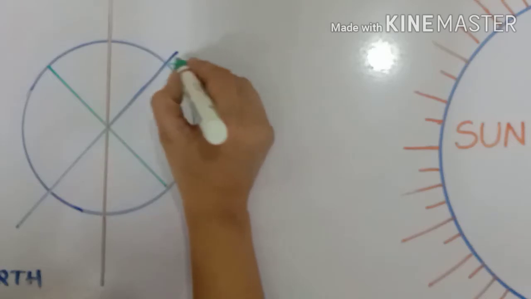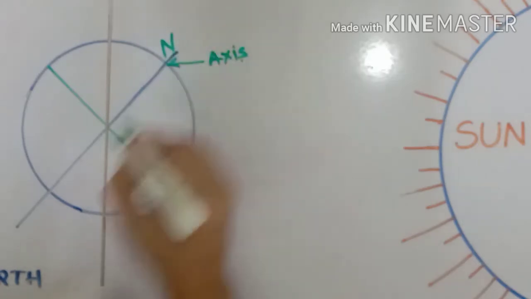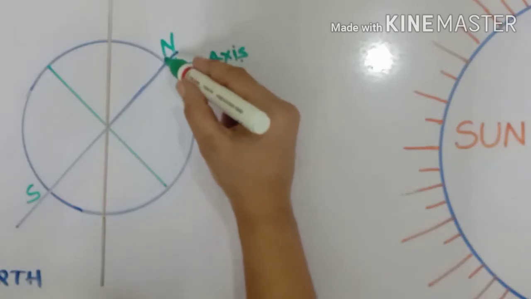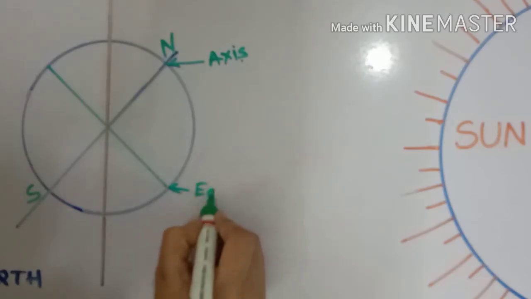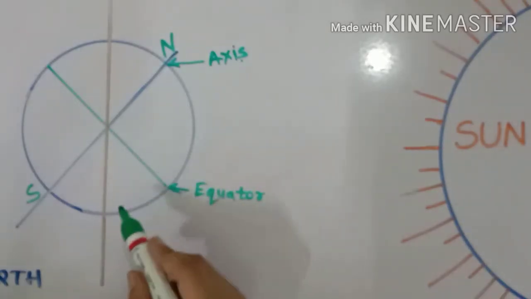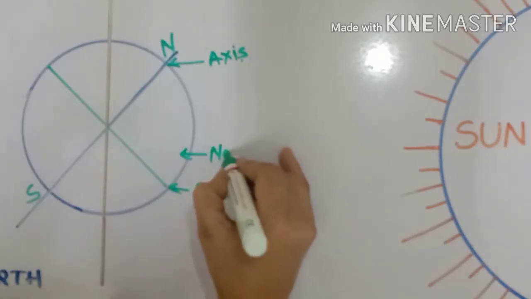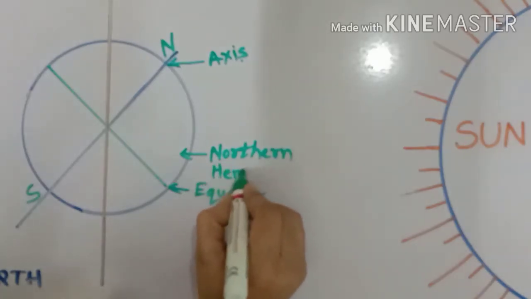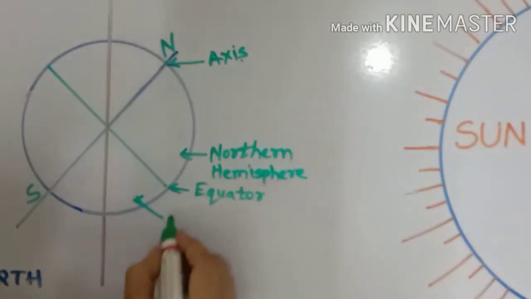Students, this is Earth's axis. Here is the North Pole, here is the South Pole. Earth's axis is tilted and Earth rotates around this axis. Now this green line is nothing but the equator. As you know, the equator divides the Earth into two equal hemispheres. Now this upper hemisphere is the northern hemisphere. And the lower hemisphere is the southern hemisphere.